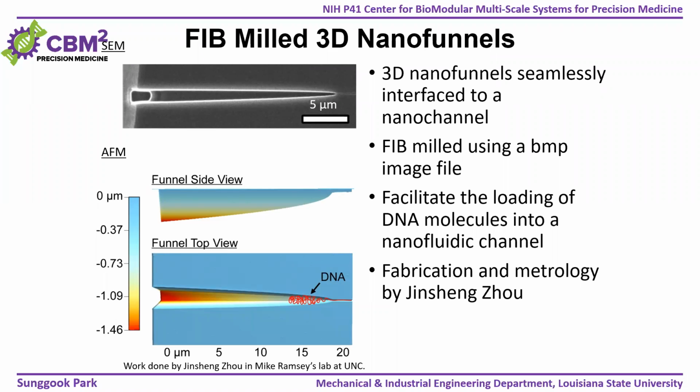So this is one example of 3D structures. Simply by changing the focused ion beam milling parameters, you can change the depth. This is the top view, and this is the side view. So you can change the depth of your structure over the area, which is not easy to make using electron beam lithography. So the unique feature of FIB is that you can make really three-dimensional nanostructures compared to electron beam lithography.